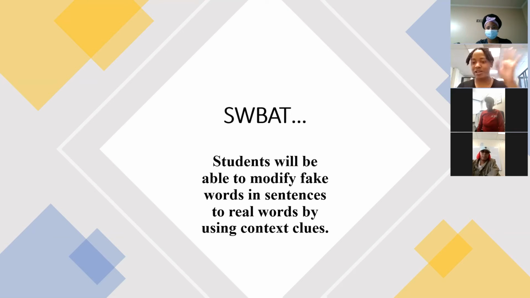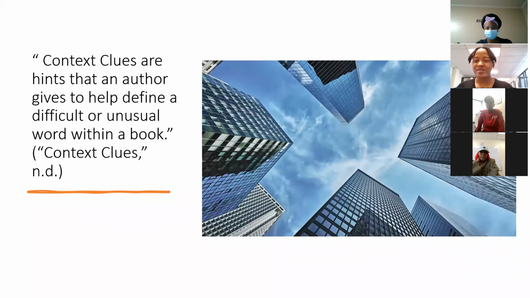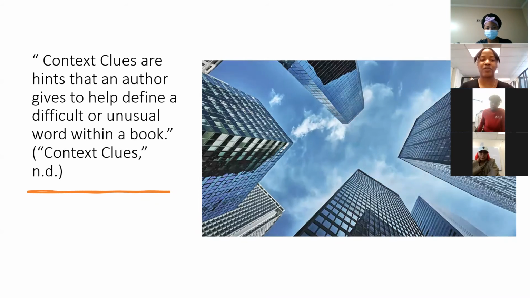Hands raised if you want to give an example. Like if you want to say what a context clue is, does anybody know the definition? Okay, Maya, you can unmute yourself. A context clue is like a hint or something that will give the person, I guess, the idea of what the word could mean. So anything that's kind of related to the word, that's kind of helpful. Perfect. So exactly. Context clues are hints that an author gives to help define a difficult or unusual word within a book.